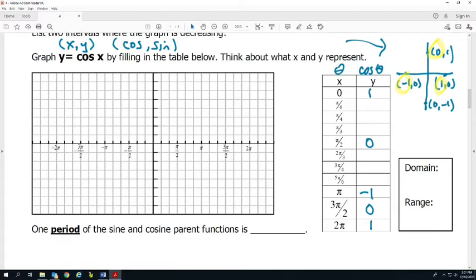And if you remember your unit circle, you could think of even these little angles in between right here. So at pi over 6, it's square root of 3 over 2. At pi over 4, it's square root of 2 over 2. At pi over 3, it's 1/2. At 2 pi over 3, it's a -1/2.